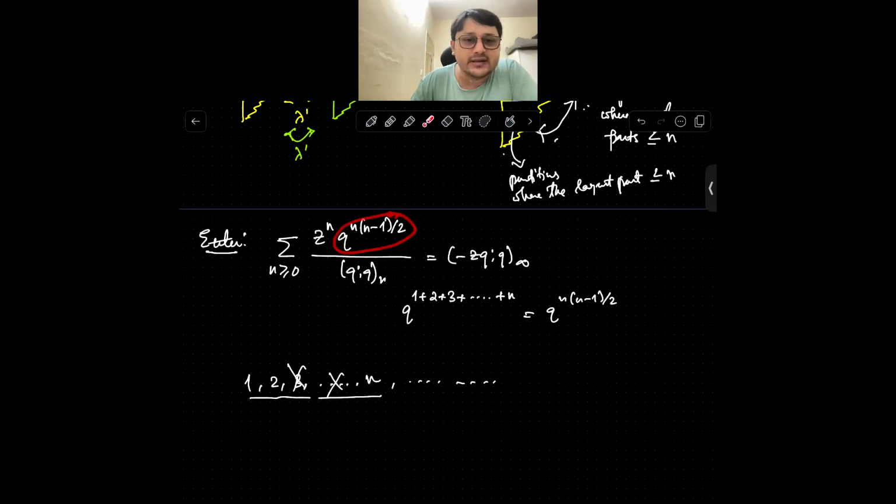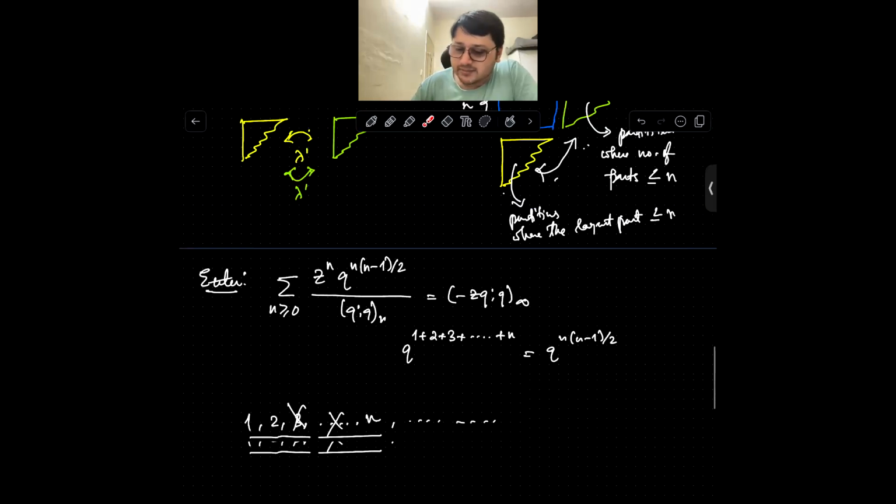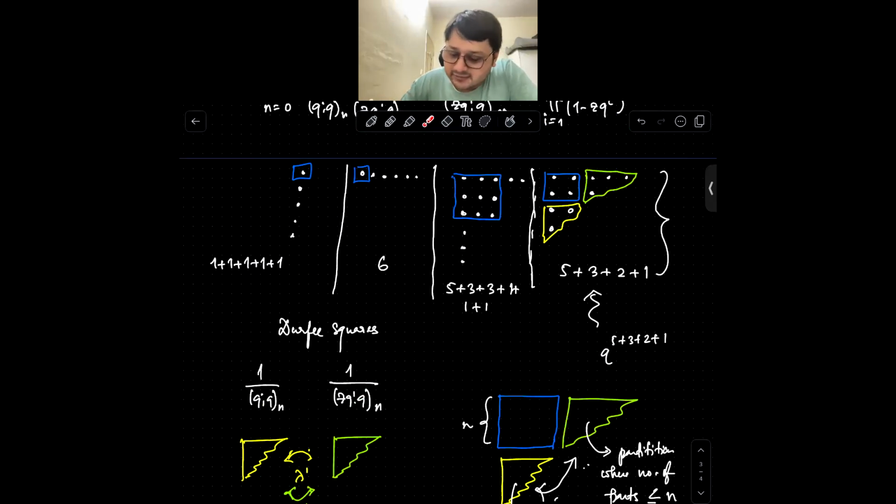Basically this is coming from here. And what about the 1 over q(n)? So again, this is just the generating function for partitions into at most n parts. So if you take away all of these q raised to the 1 plus 2 plus 3 and so on, whatever is remaining is actually going to be a generating function for partitions into at most n parts. I can show you with a picture, and there is a nice picture that you can see here.